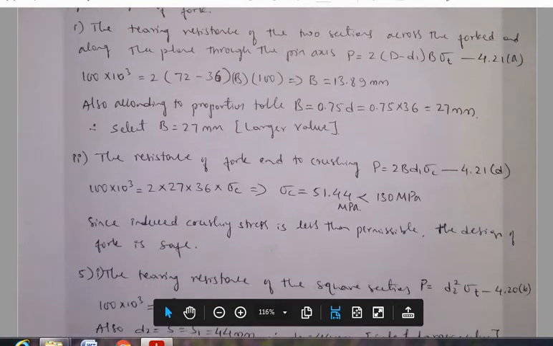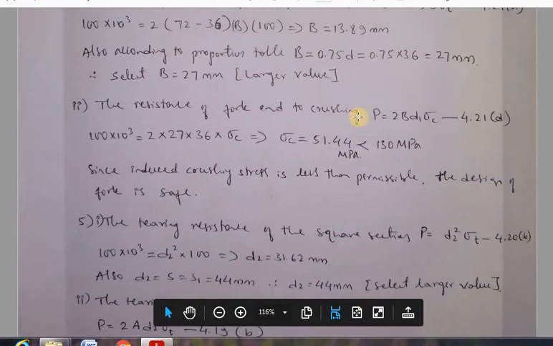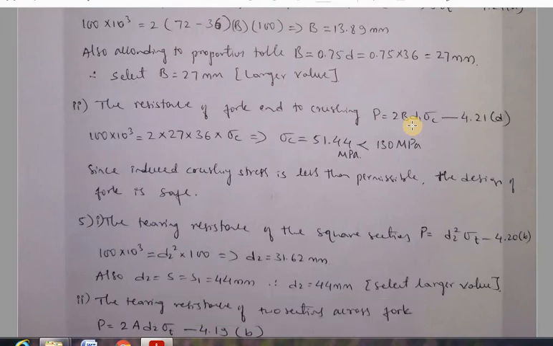Next, the resistance of fork end to crushing is given by P is equal to 2 into B into D1 into sigma C, which is given by equation number 4.21b. Substituting the parameters like value of load P, D1 and B, we calculate the crushing stress induced in the fork. So here the calculated crushing stress is 51.44 megapascal, which is less than the allowable crushing stress 130 megapascal. So induced crushing stress is less than the permissible. The design of the fork is safe.